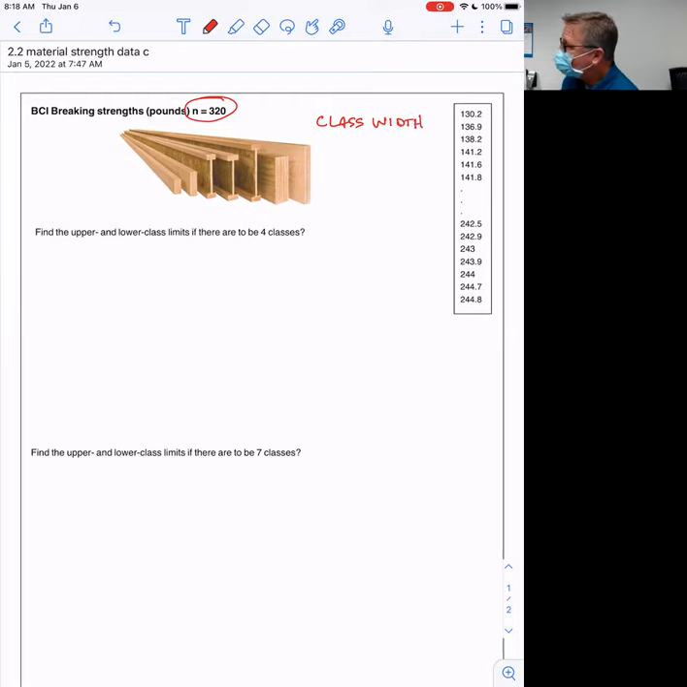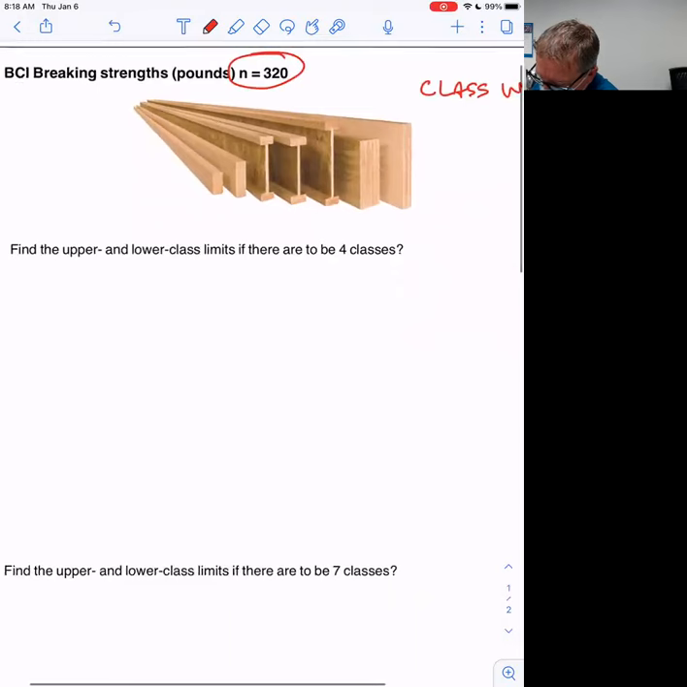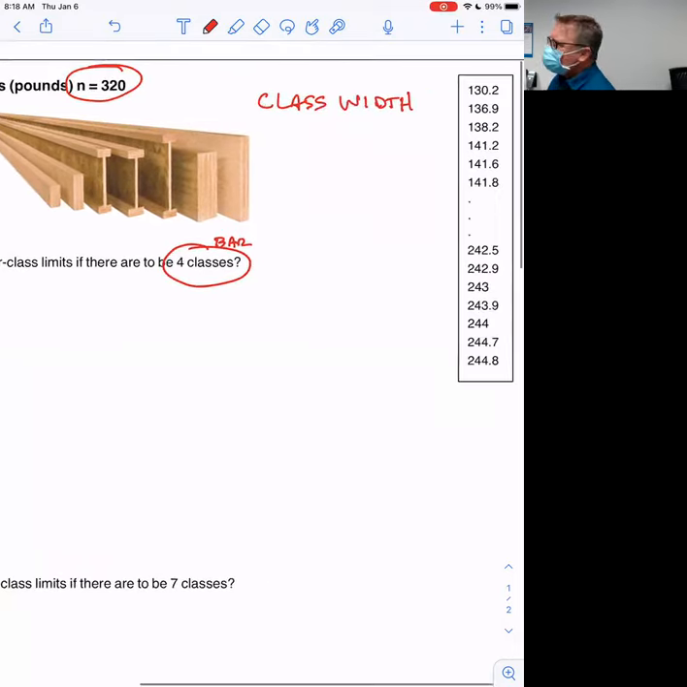Because notice in this case, unlike the siblings, we've got, well, probably 320 different answers. And it's not going to be helpful to have a bar graph with 324 bars. So what we want to do is make a bar graph. And so notice I'm actually giving you two choices here, but find the upper and lower class limits if there are to be 4 classes, in other words, bars. You decide you're going to make a 4-bar bar graph. I don't know if that'd be a good decision here because you have a lot of data, but if you did do that, the key is come up with the class width. So what do you do for that?